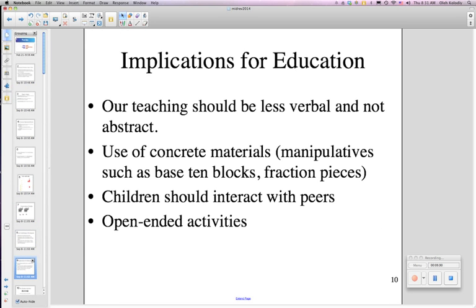So the implication of education is that our teaching should be less verbal and not abstract. In other words, children should be more actively involved, not just listening to us talk or explain. It also implies the use of concrete materials. In this course, we use manipulatives such as base-10 blocks, fraction pieces. You've already seen these. We should do experiences where children have the ability to work in groups and interact with peers. And something we'll discuss a little bit more later, the use of mental, open-ended activities, activities that don't necessarily require a correct or incorrect answer.